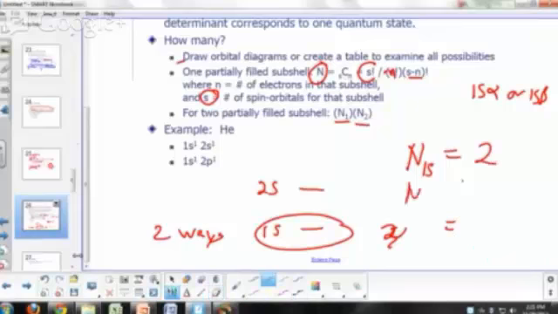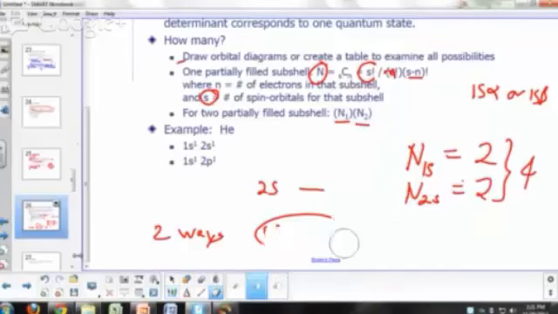How many ways can you put 1 electron in the 2s? It's either spin up or spin down. So how many total ways can you have a configuration of 1s1, 2s1? 2 times 2, which would be 4. And let's look at those possibilities.